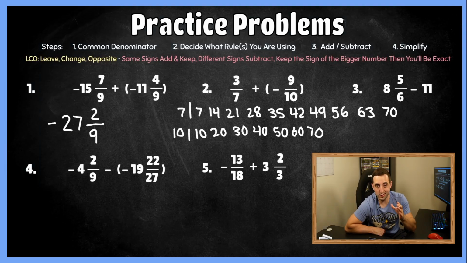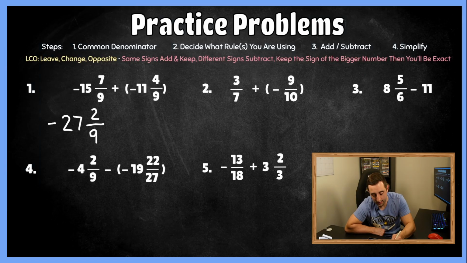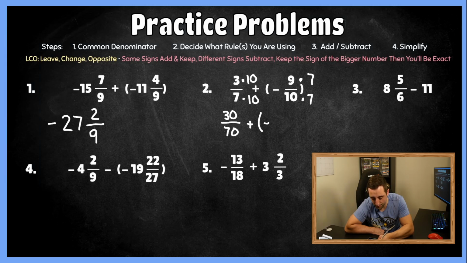And you're going to notice that these lists take a lot longer to figure out sometimes. So our least common multiple is going to be 70 for this one. So let's go ahead and multiply our denominators and our numerators to get 70 at the bottom. So for 3/7, let's go ahead and multiply by 10 in the denominator and numerator. And for 9/10, we're going to multiply by 7 at the top and bottom. So for this, we're now going to change it to be 30 over 70 plus negative 63 over 70.